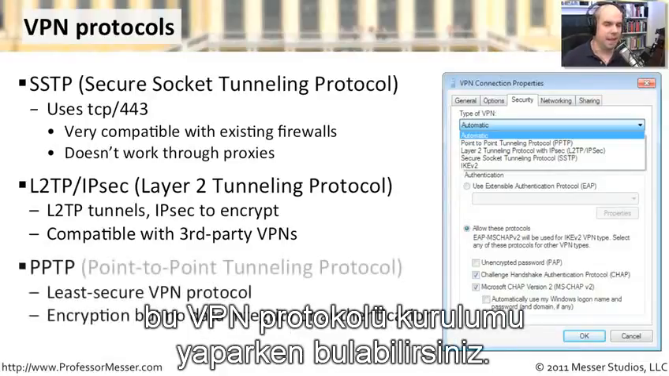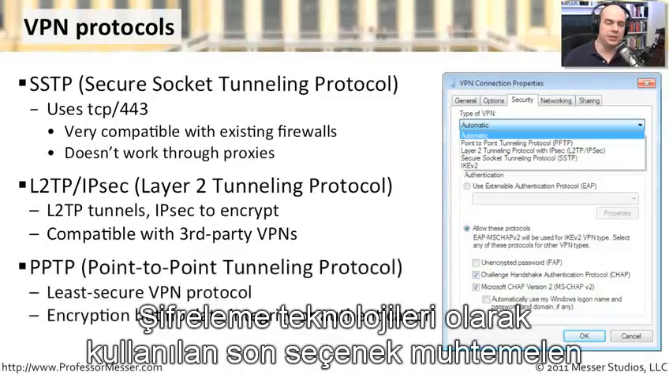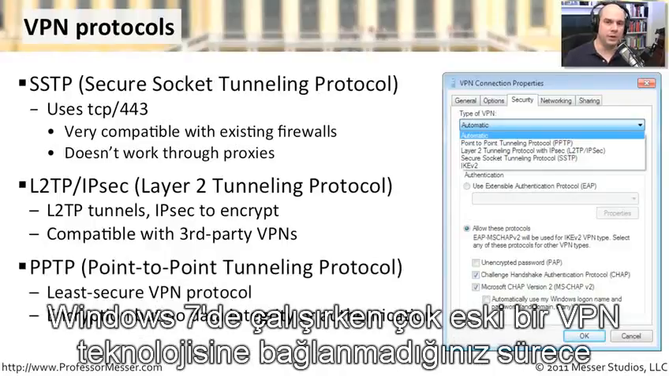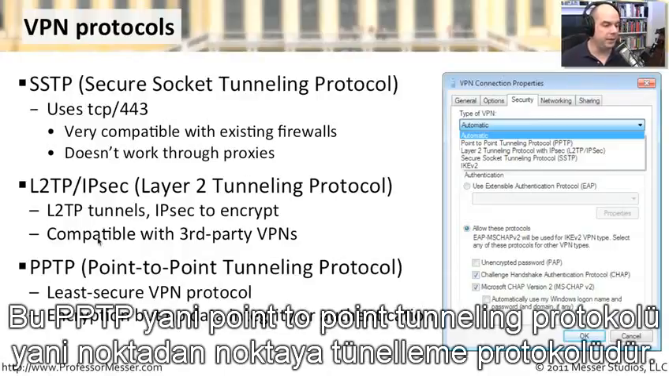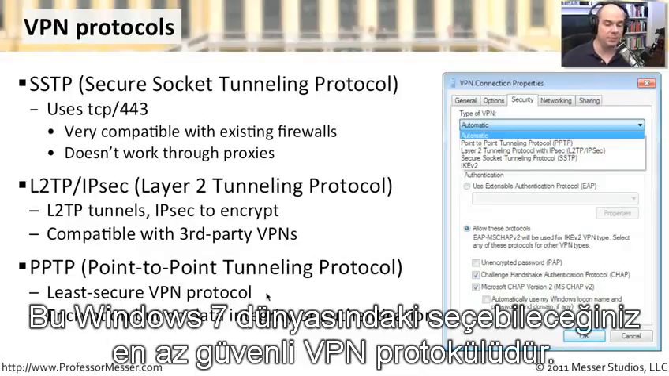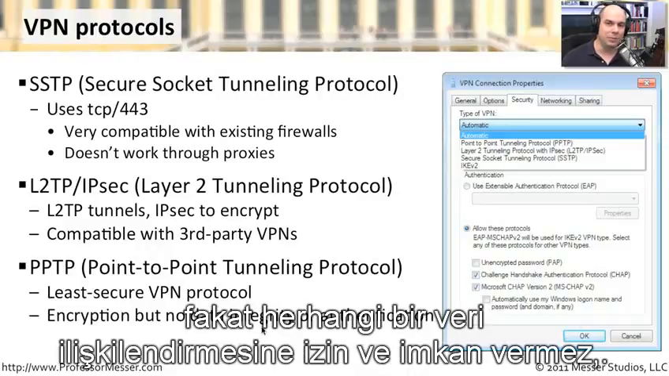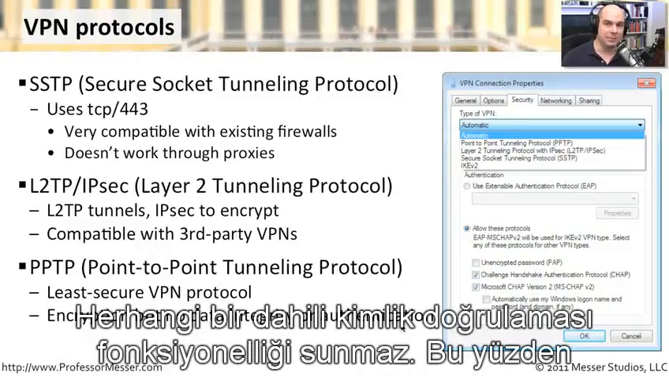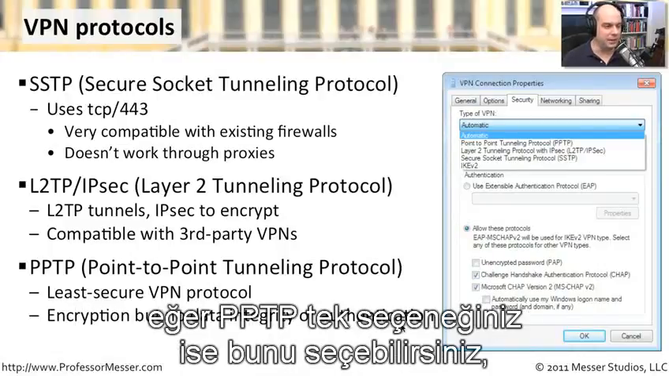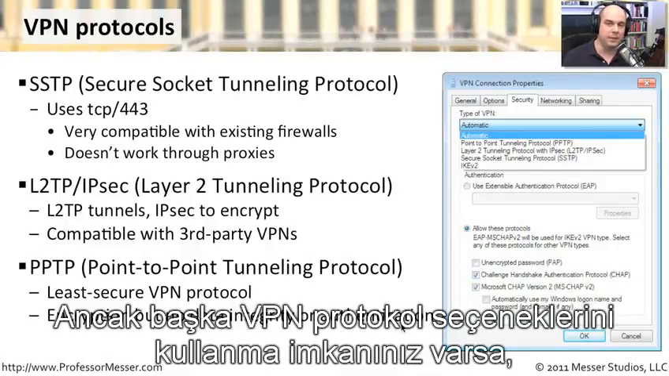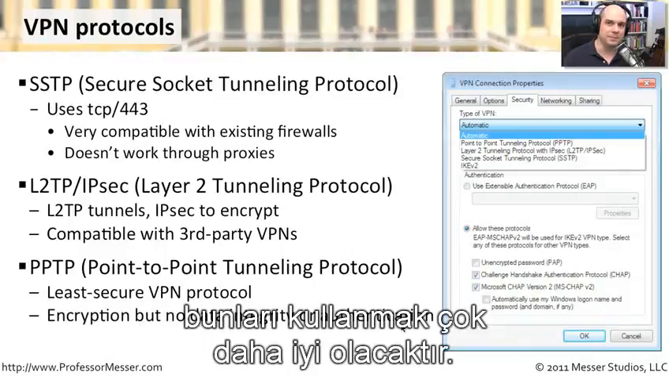And your last option for encryption technologies is one that perhaps you don't want to use when you're on Windows 7 unless you're connecting to a legacy VPN technology. It's called PPTP, Point-to-Point Tunneling Protocol. It is, in the Windows 7 world, the least secure VPN protocol you can choose from. It does encryption, so you've got that going for you, but it does not provide any data integrity. It does not provide any built-in authentication functionality. So if your only choice is PPTP, you do have the option, but if you've got the option of using some of these other VPN protocols, you'd be much better off doing so.